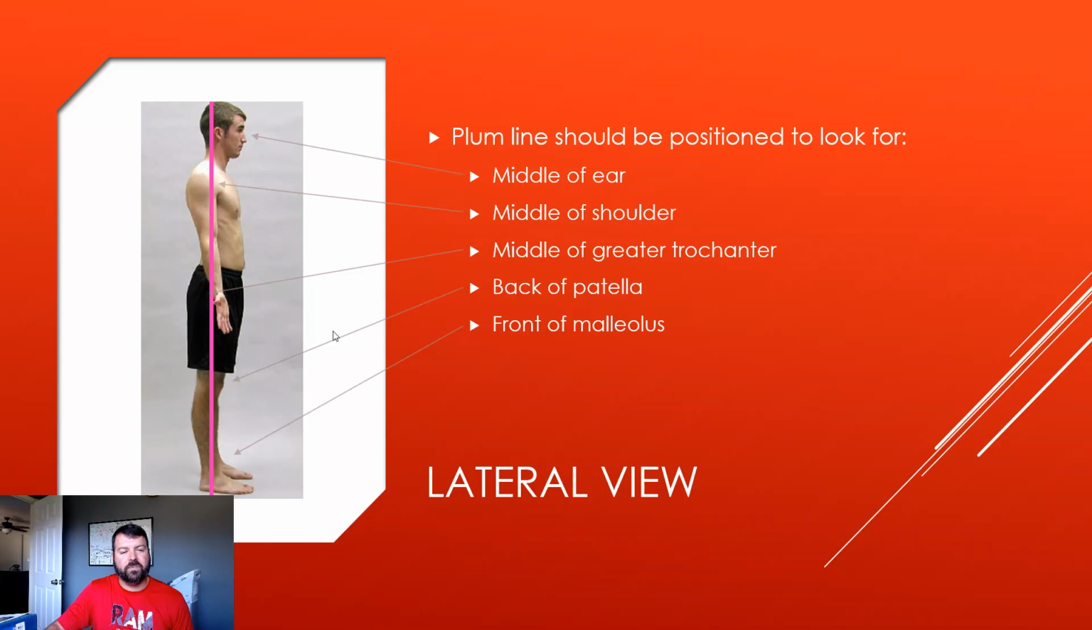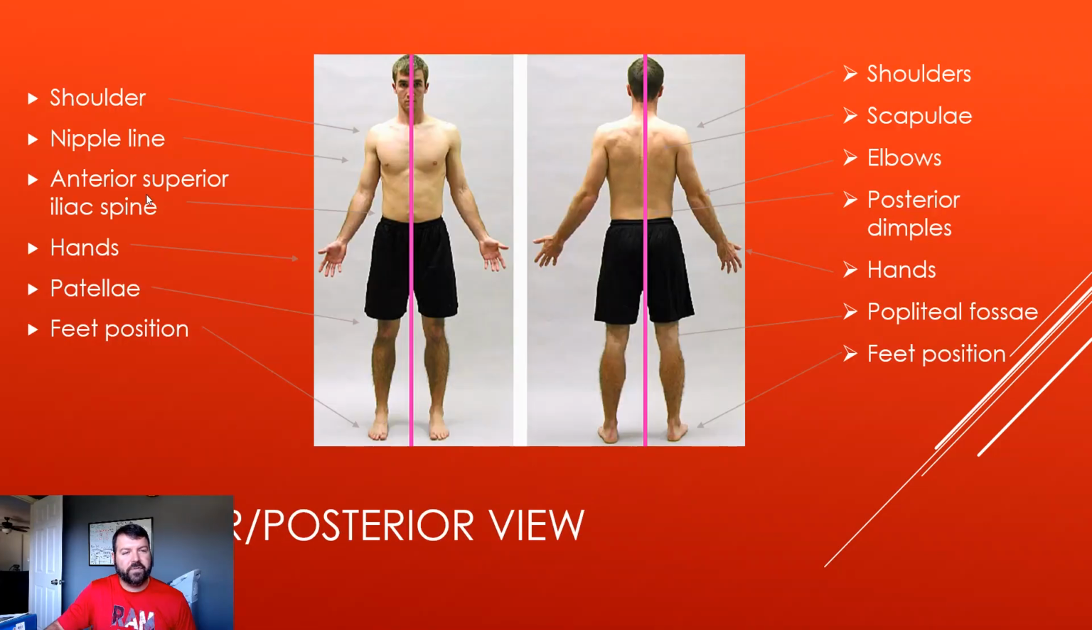That is the lateral view. Now the anterior posterior view, same thing. Shoulders, nipple line. ASIS is the anterior superior iliac spine, that's like your hips. Look at the hands. Patellas, that's another one where you'll see a lot of different issues. Patellas should be facing straight ahead. A lot of people, they'll face out or they'll actually point inward. And then feet position.